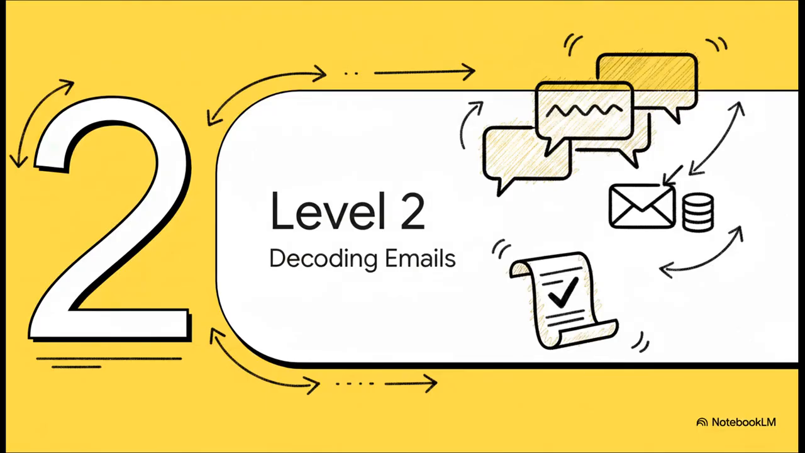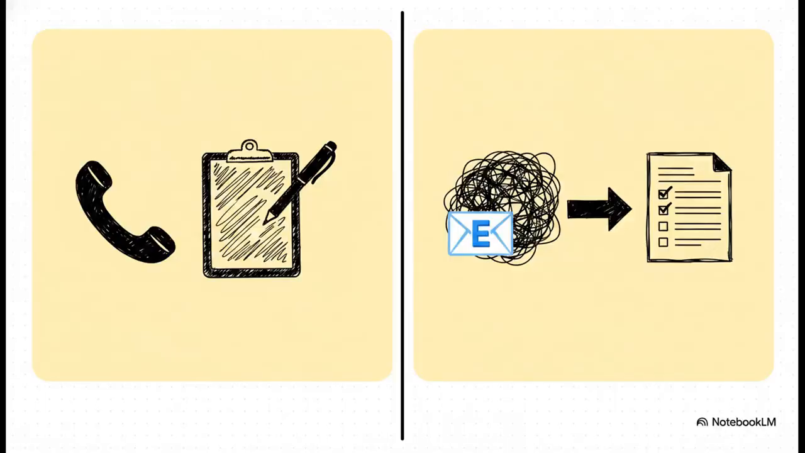Next up, level 2, decoding emails. Think about the contrast here for a second. With a phone call, nothing is written down, so your job is creation. But with an email thread regarding that massive contract revision, everything is already written down. Because the email has a built-in record, your logging strategy has to completely shift gears. You are moving from transcription to translation.